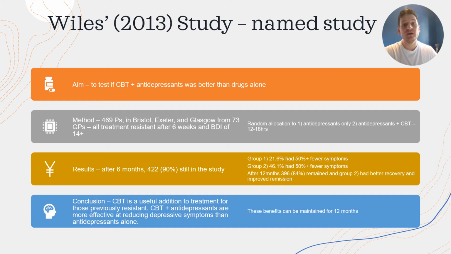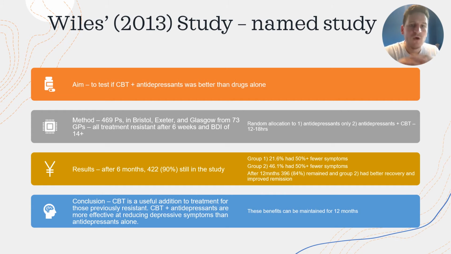So the aim of the study was to see whether combining CBT, cognitive behavioural therapy, with antidepressants was better than just giving them antidepressants alone. So what they did, they recruited participants from places in the UK: Bristol, Exeter, Glasgow. GPs recommended participants, patients, and these patients were all treatment resistant, which meant that they had tried drugs alone and they hadn't worked. And it had been for a decent amount of time, so over 6 weeks, and their BDI, which is the Beck Depression Inventory, so it's a questionnaire that assesses levels of depression, were over 14, so they had high symptoms of depression, essentially. These participants were then randomly allocated to either just antidepressants or antidepressants and CBT.